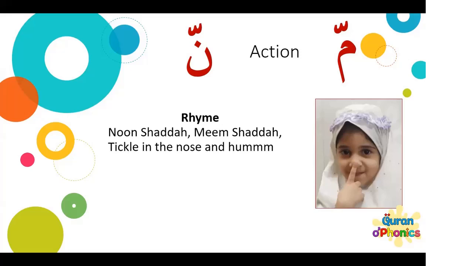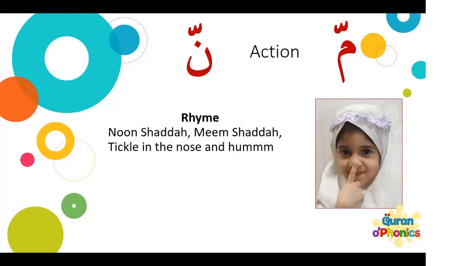Now we tell them that when you have to say mim with shadda or noon with shadda, it makes a tickling feeling in your nose, and there's a humming sound. So it's not just shadda on any other alphabets. A shadda on mim and noon is pronounced in a special way, and we'll explain that in the video. But through the rhyme, they would remember that it makes a tickling feeling in the nose, and you tell them touch your nose and feel it when you say thum.